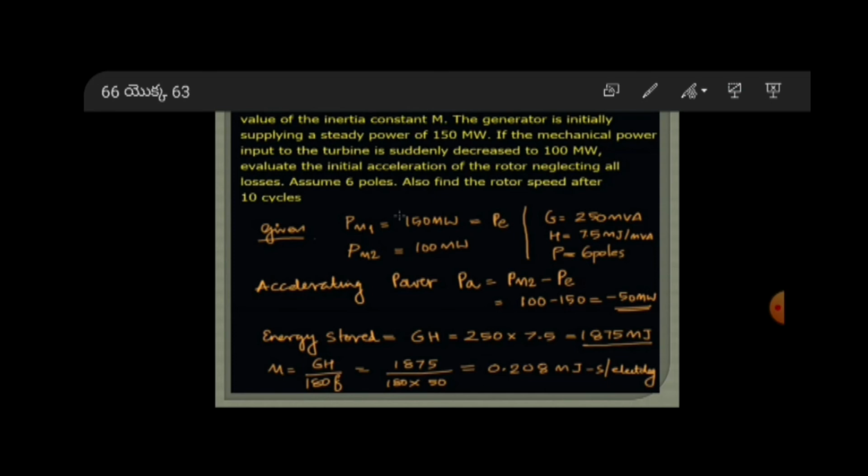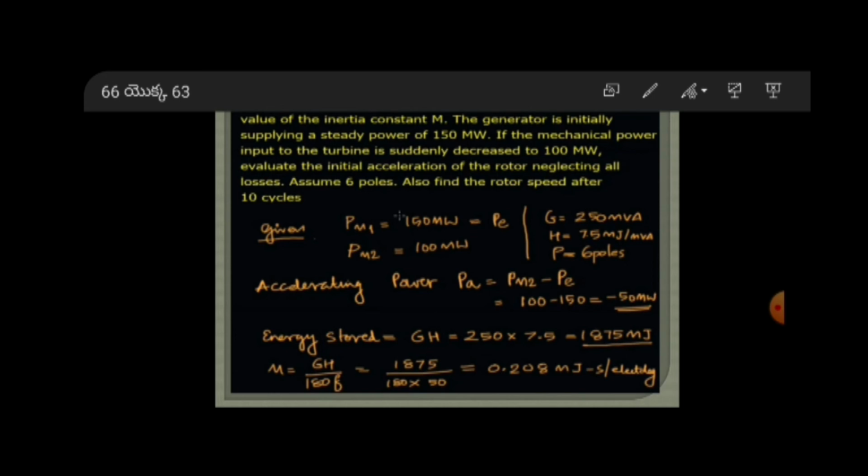The accelerating power PA equals PM2 minus PE. So 100 minus 150, which is equal to minus 50 megawatts. The minus represents a decrease. The turbine power is suddenly decreased, but in circuits the negative sign represents the opposite direction. In power system analysis, this is the load decreased. So that is minus 50 megawatts.